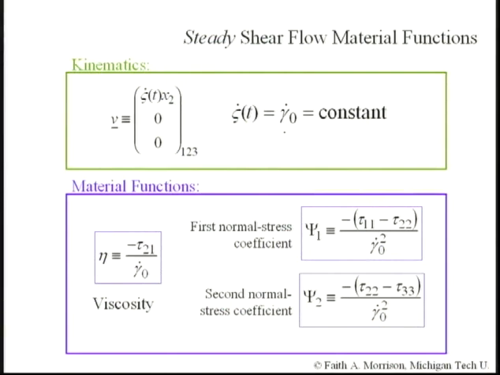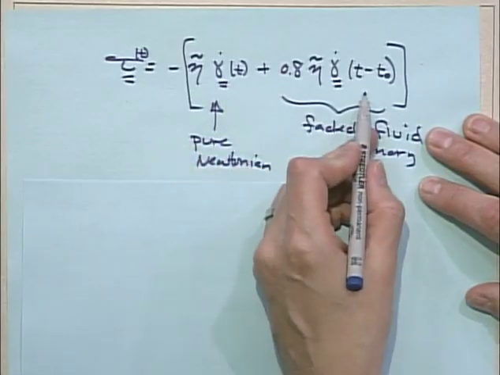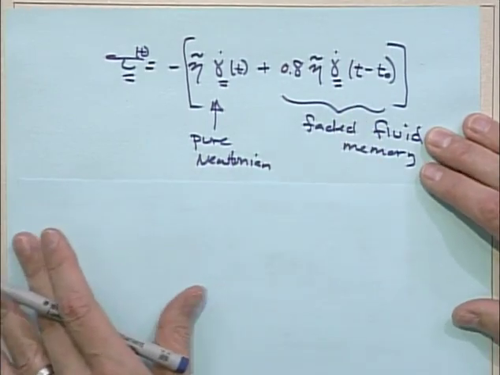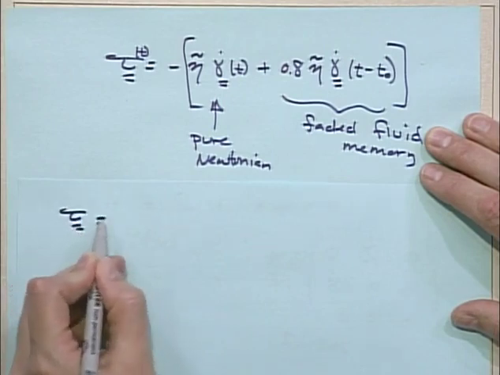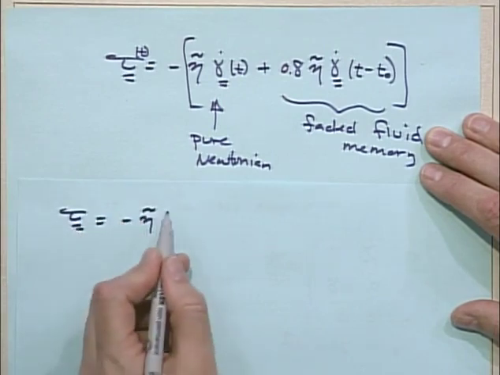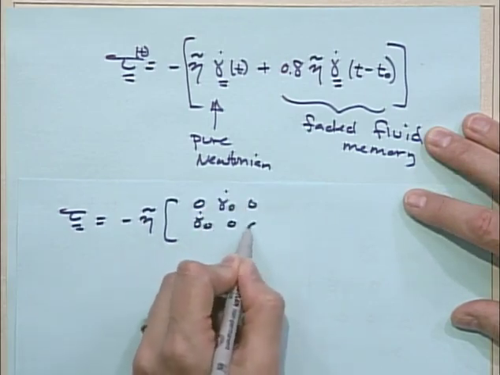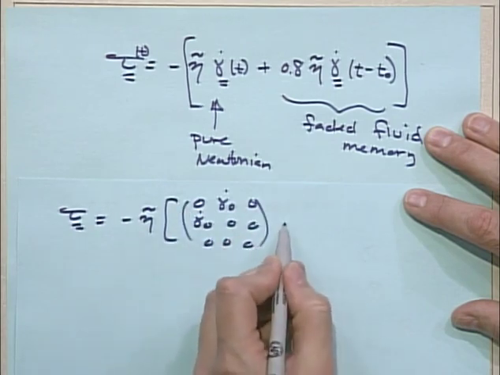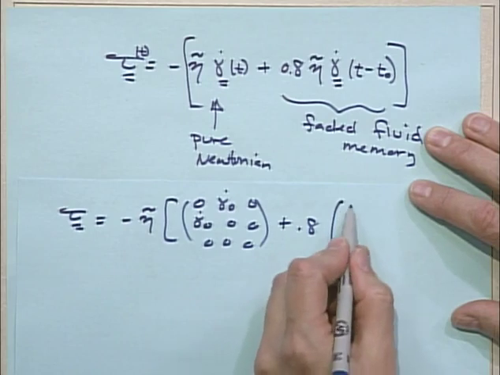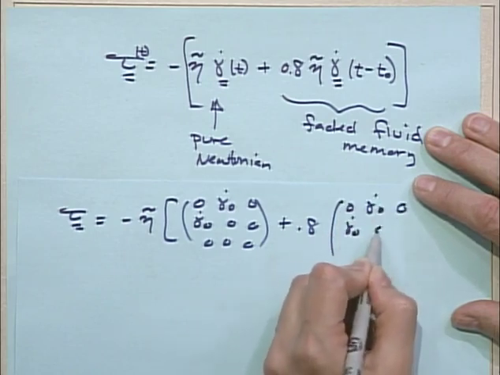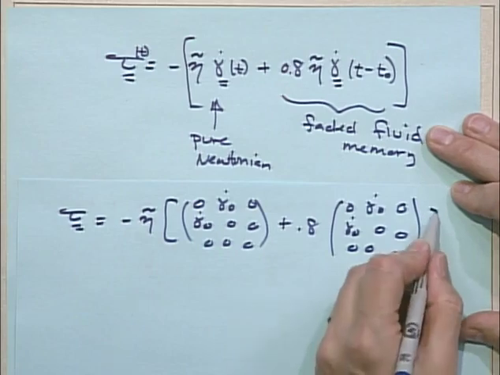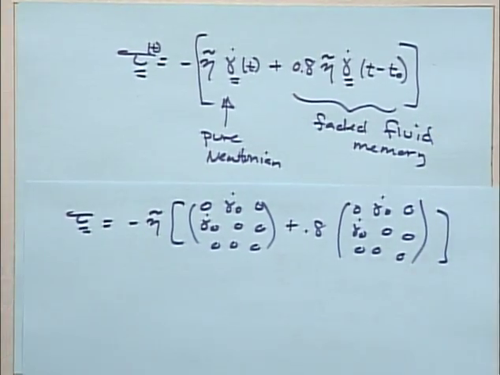So that makes this calculation very easy to do because now this gamma dot of t and this gamma dot of t minus t prime, they're the same. They're both equal to the same thing. So that means that the stress tensor is equal to minus eta tilde times the tensor 0 gamma dot 0, gamma dot 0 0, 0 0 0, plus 0.8 times the same tensor. Okay, that's the simplest possible case, steady shear flow.